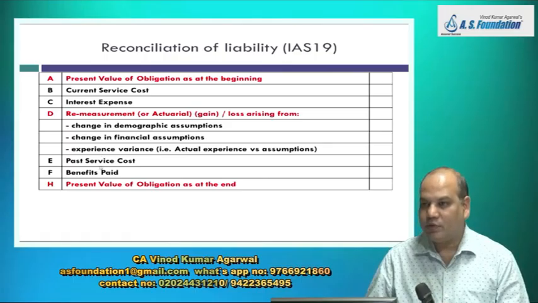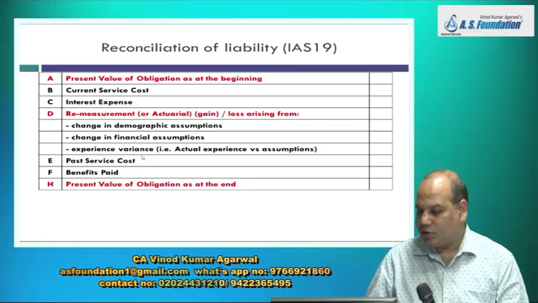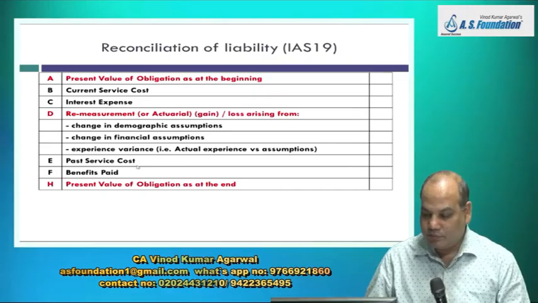And then E, past service cost. Past service cost or curtailment also you can write. Yesterday we had passed one entry in curtailment. F, benefits paid. Therefore present value of obligation as at the end.